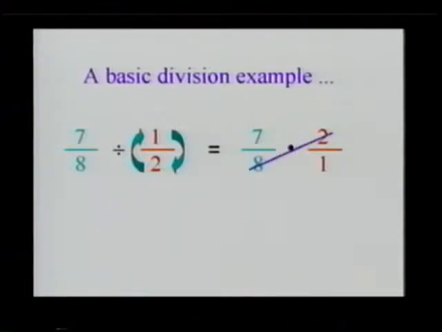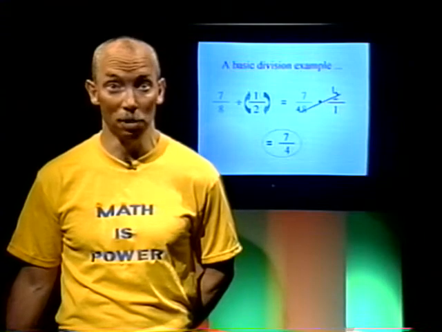So let's cancel the 8 with the 2. Both are divisible by 2. 2 goes into 8 4 times, and 2 goes into itself 1 time. I like to write the numbers there. And now I've done all my canceling. I can just multiply. 7 times 1 is 7, and 4 times 1 is 4. And there's your answer, 7/4. You could write it as a mixed numeral as well.